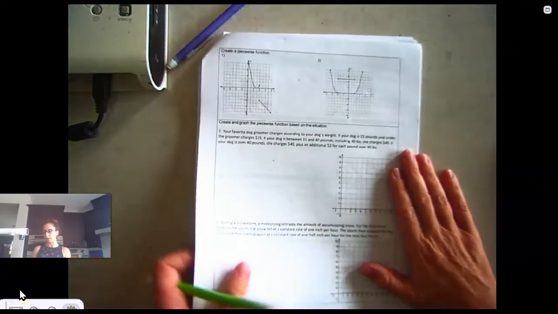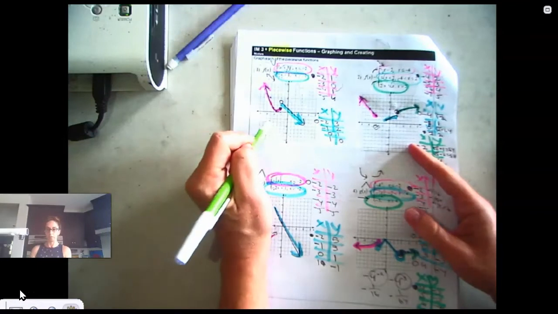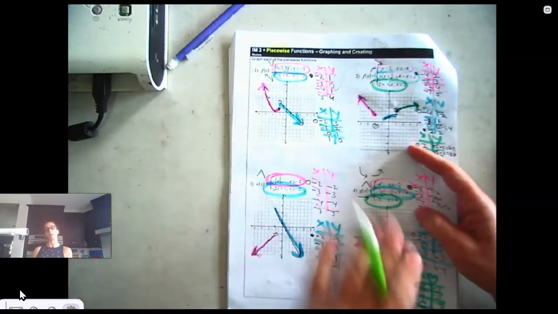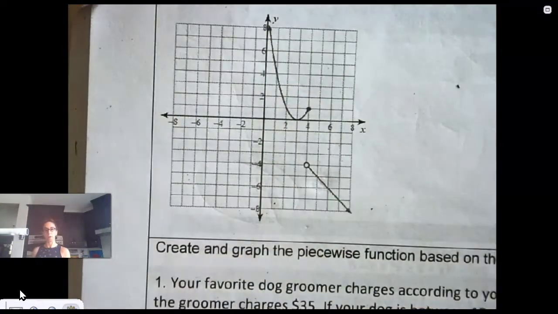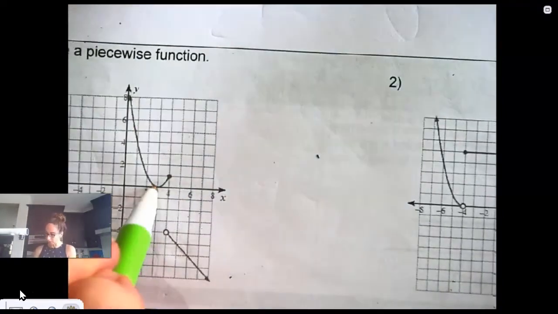So on the previous page, I gave you functions and you created a graph. But now this time what we're going to be doing is you're given a graph and you have to create functions. Okay? It's definitely difficult, I agree. Okay, so I look here.